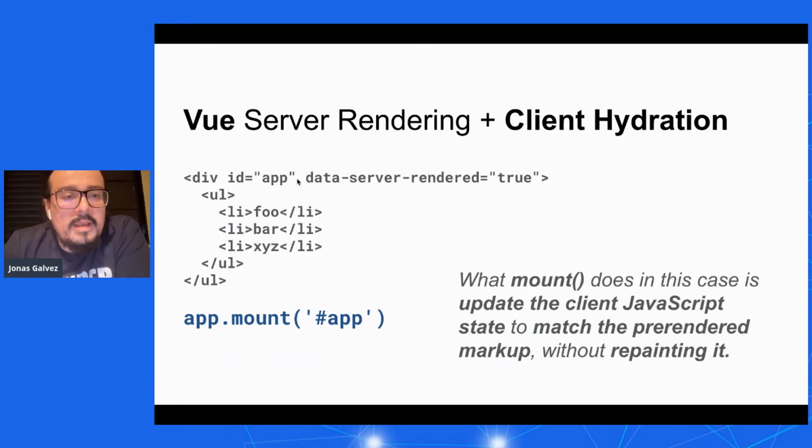Once you have it on the client, you have the pre-rendered markup that comes from the state that we have on the server, and the client received this. But since it has a data-server-rendered attribute, when you call the mount method for the Vue application, we're actually updating the JavaScript state to match the pre-rendered markup without repeating it.